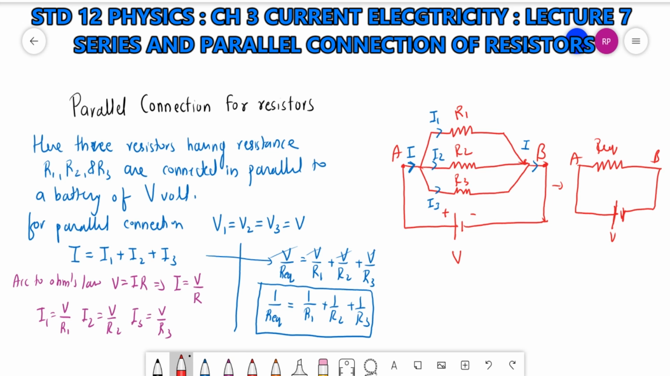Okay, for two resistors, we can use directly this way. R equivalent will be equal to R1 R2 upon R1 plus R2. I can add 1 by R equal to 1 by R1 plus 1 by R2. Taking LCM and taking reciprocal, we will get R equivalent equal to R1 R2 upon R1 plus R2. So this is about parallel connection of resistors. Just note it down.